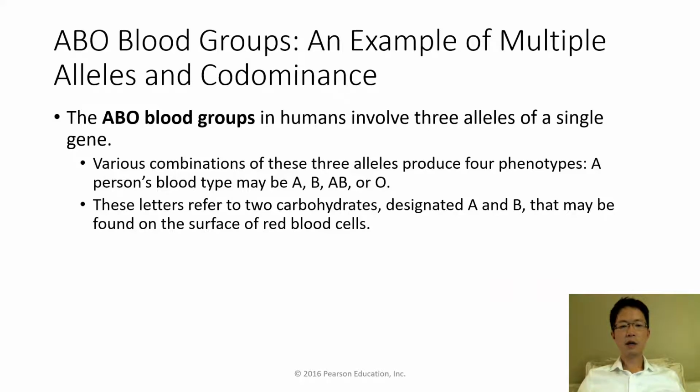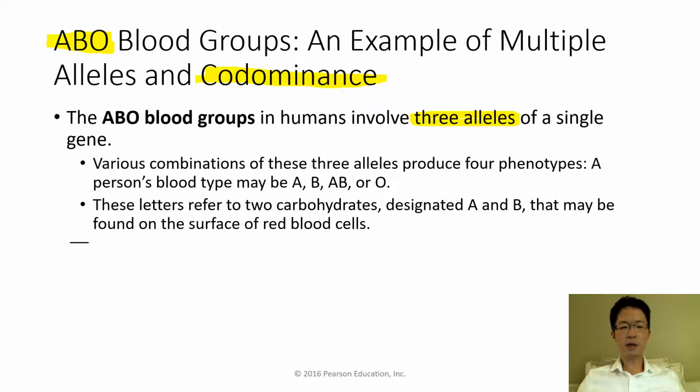Let's take a look at another example of an exception to Mendelian genetics. We call it codominance. The easiest one is to look at the blood type, blood group. So it involves 3 alleles of a gene. So this gene has 3 alleles instead of 2 alleles, which is interesting.